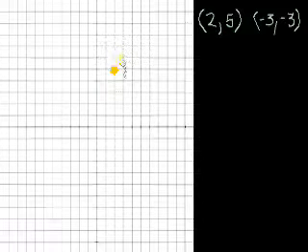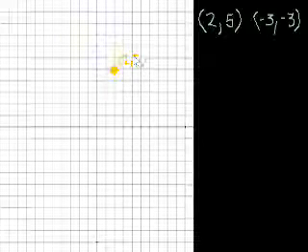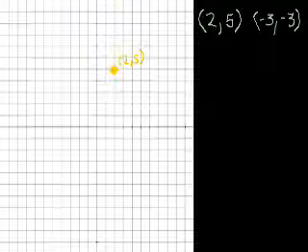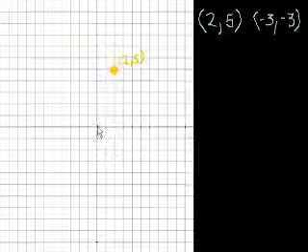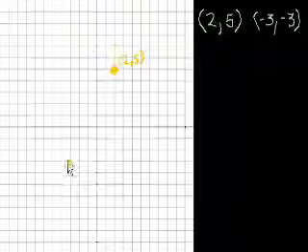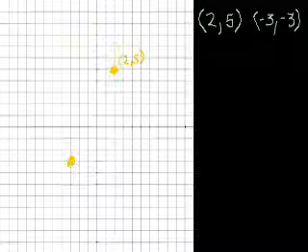I'm going to graph them in yellow. So (2, 5), let's see, that's 1, 2, 3, 4, 5. So (2, 5) is going to be right over there. Okay, and then let me graph (-3, -3). So it's 1, 2, 3, 1, 2, 3. So (-3, -3) is right over there.